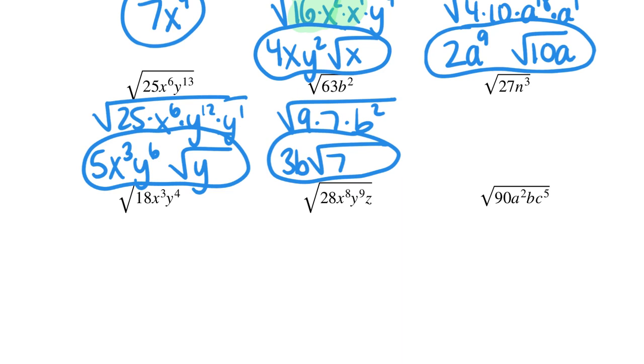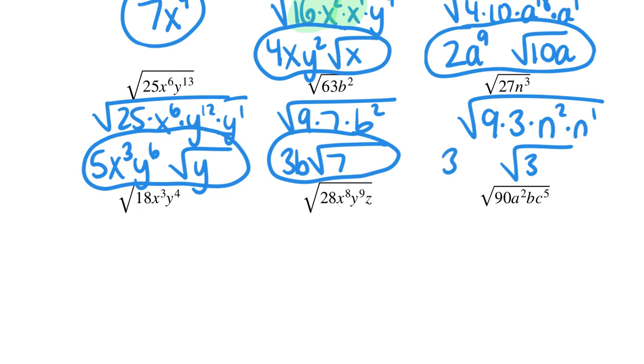Square root of 27 n to the 3rd. I'm going to make the 27 9 times 3, because 9 is a perfect square. I'm going to make the n to the 3rd, n squared times n to the 1st. Square root of 9 is 3. Square root of 3 is not a perfect square. Square root of n squared is n. That n to the 1st needs to stay under the root.